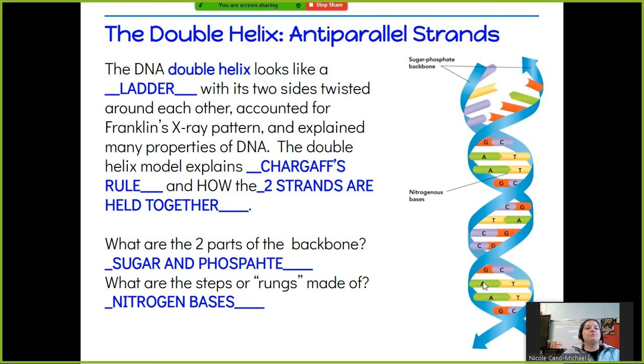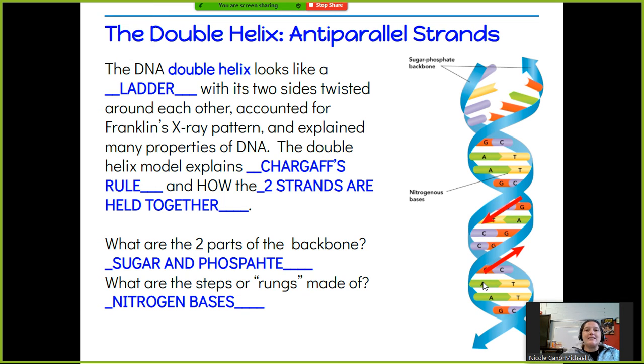This double helix explains Chargaff's rule, and it explains how the two strands are actually held together. So again, the backbone of this twisted ladder, this double helix, are the sugar and the phosphate. Remember, those are held together by covalent bonds. And the rungs of our little twisted ladder are actually the nitrogen bases. And again, those nitrogen bases have to follow Chargaff's rule. So A and T's are always going to show up in the same number. C's and G's are always going to show up in the same number.